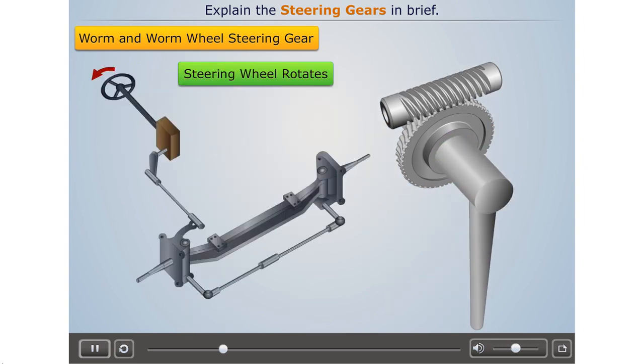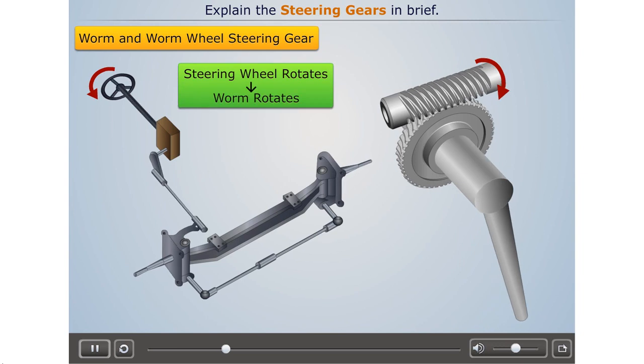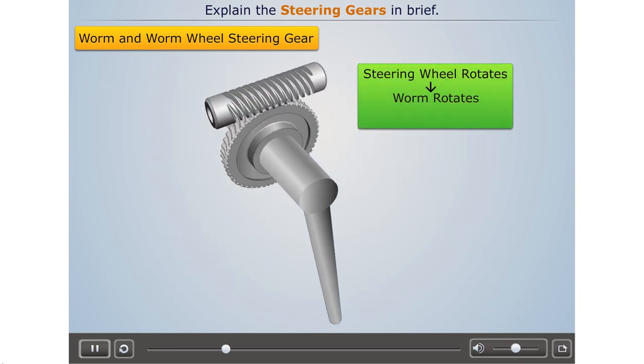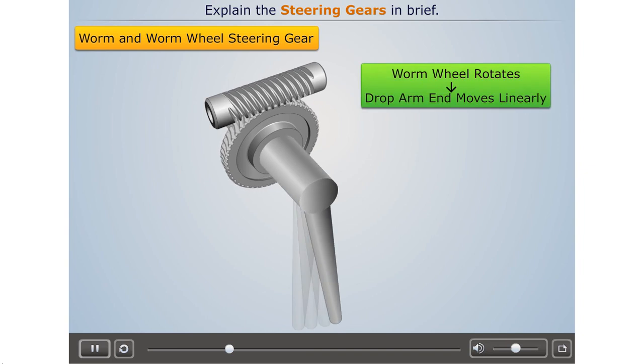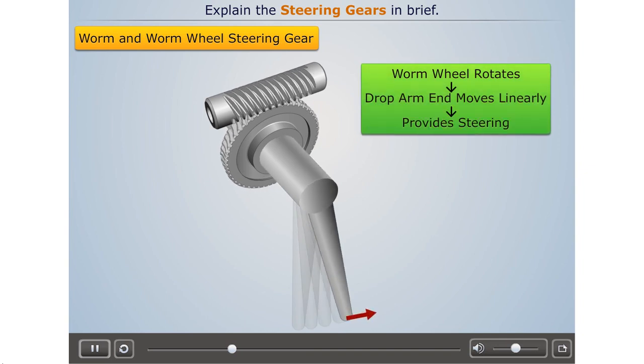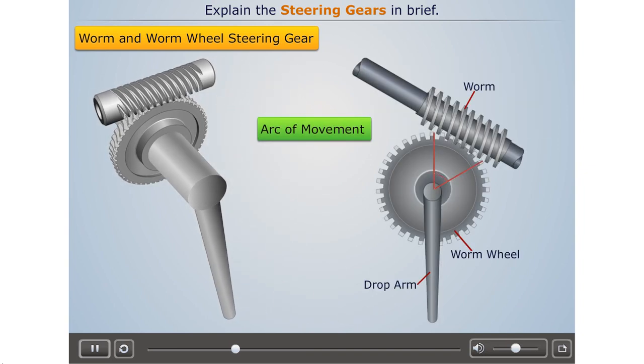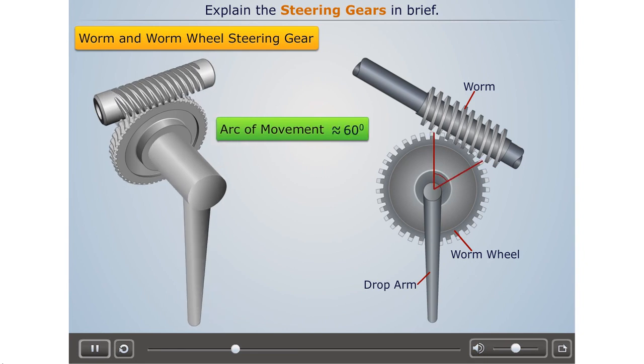Now as the steering wheel rotates, the worm rotates. This causes the worm wheel to rotate with it, and thus move the drop arm end almost linearly, thus providing the steering. Generally, the arc of movement of drop arm is around 60 degrees.